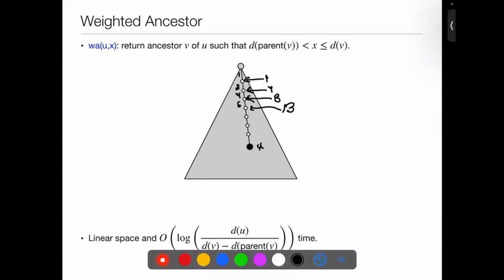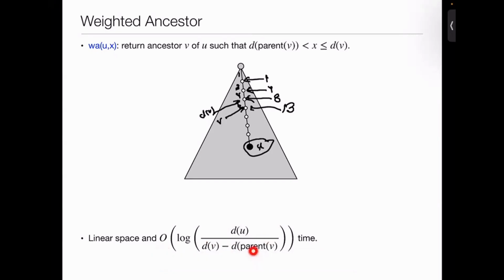And we show that this can be done again in linear space and in this time. It's the logarithm of the weighted depth of the node that you start in, divided by the depth of the node that you return minus the depth of its parent. And this is interesting because you can get this to telescope if you want to use it for random access and other kinds of things when you want to traverse the whole top deck. So that's why this part is interesting.